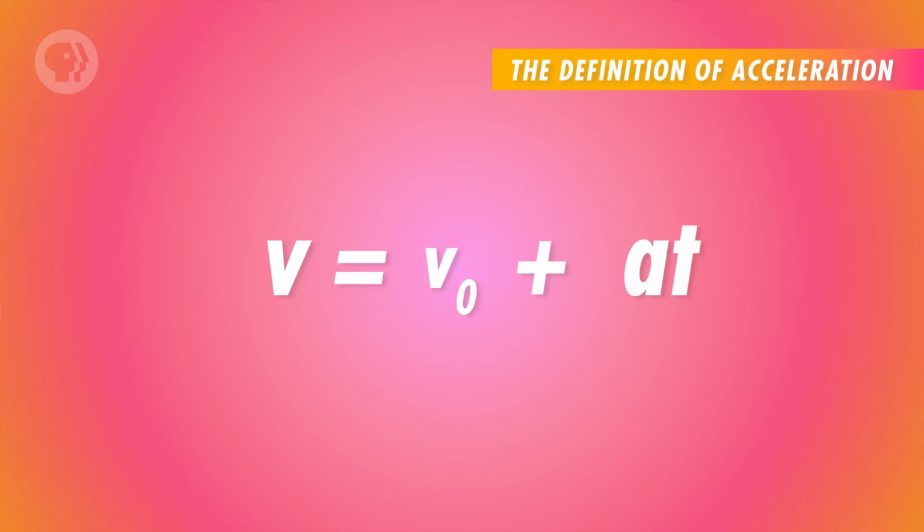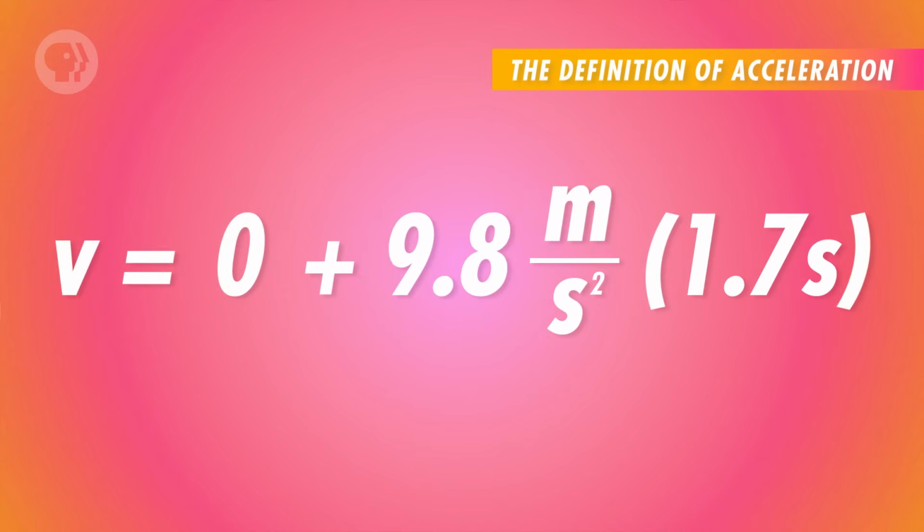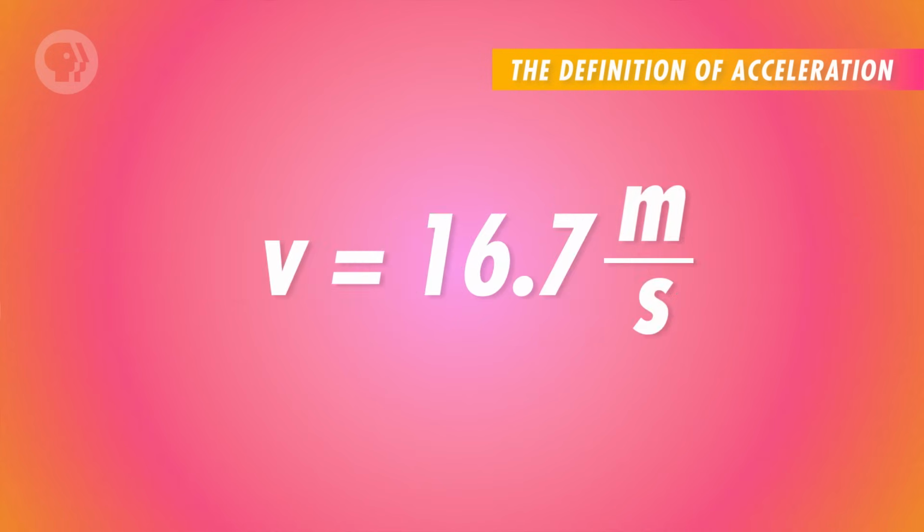This equation tells us that the final velocity of our falling tennis ball when it hit the ground was 16.7 meters per second downward. But we aren't done yet. We're looking to link acceleration and position. So we'll need to go one step further by integrating again.